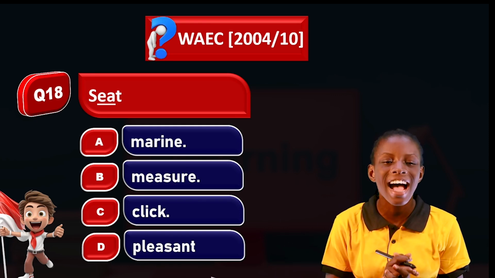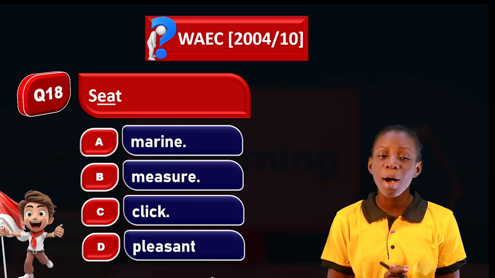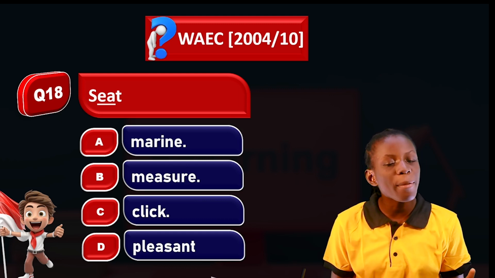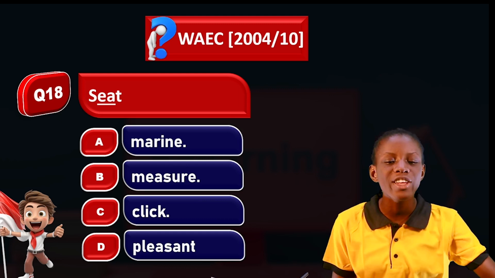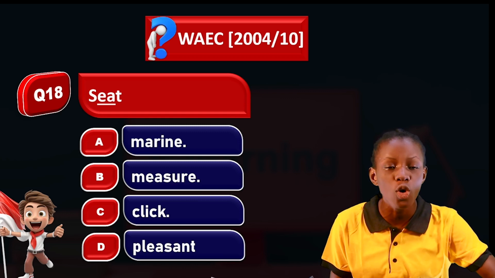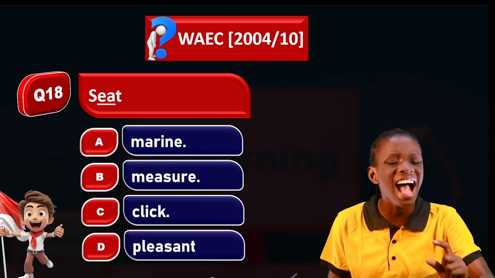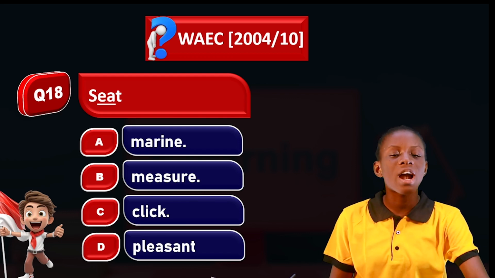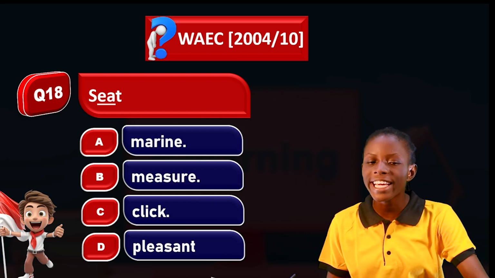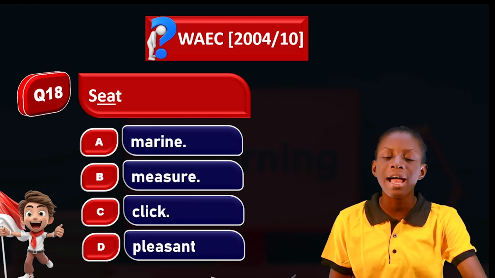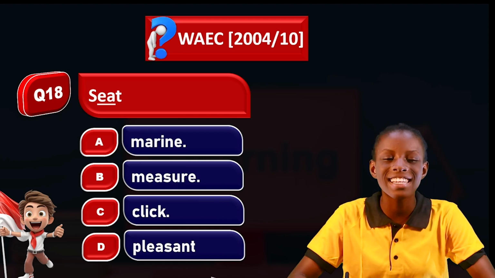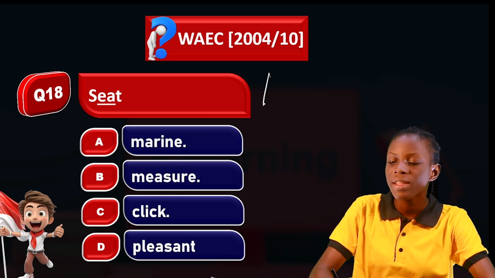So what is our answer? Okay, it is option, wait. Remember, your letters do not matter. Your letters will deceive you. So it's better you pronounce your words and get your correct answer. Okay, so we have our seat. Marine, measure, click, and pleasant. So what's our answer? Let's transcribe together.